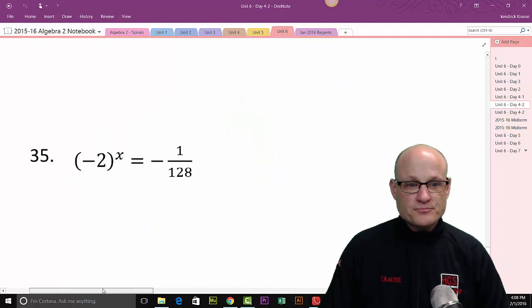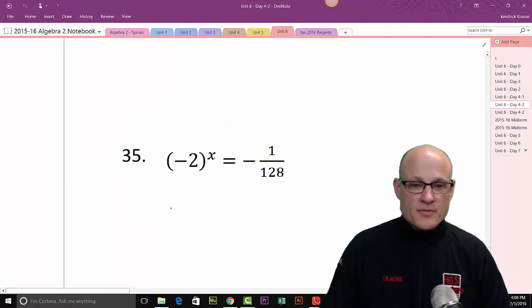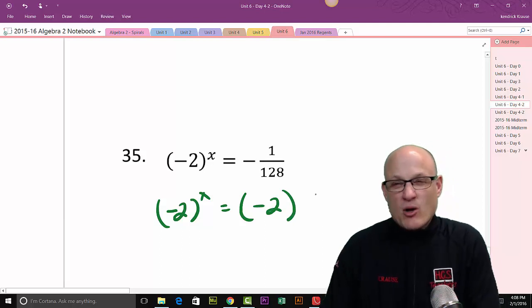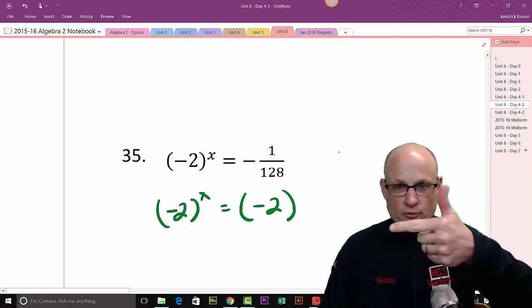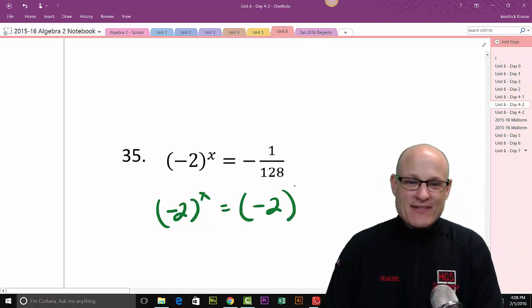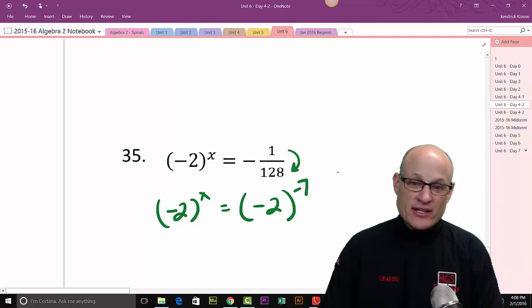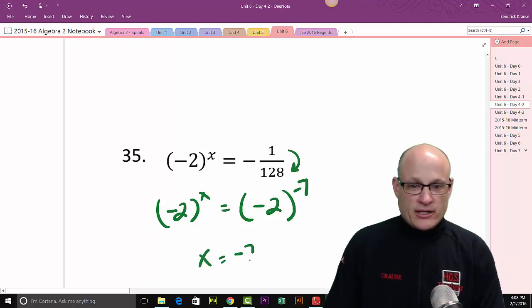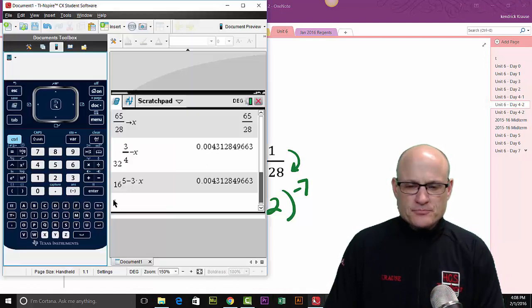All right, kids, we're almost done. So this is negative 2 to the x is equal to negative 1 over 128. Now I got to think about what exponent gives me 128. 2, 4, 8, 16, 32, 64, 128. 2 to the 7th. But it's not 7, it's negative 7 because it makes it in the denominator. So x equals negative 7. Let's check. I feel like that's not right. I don't know why. I feel like I did something stupid.